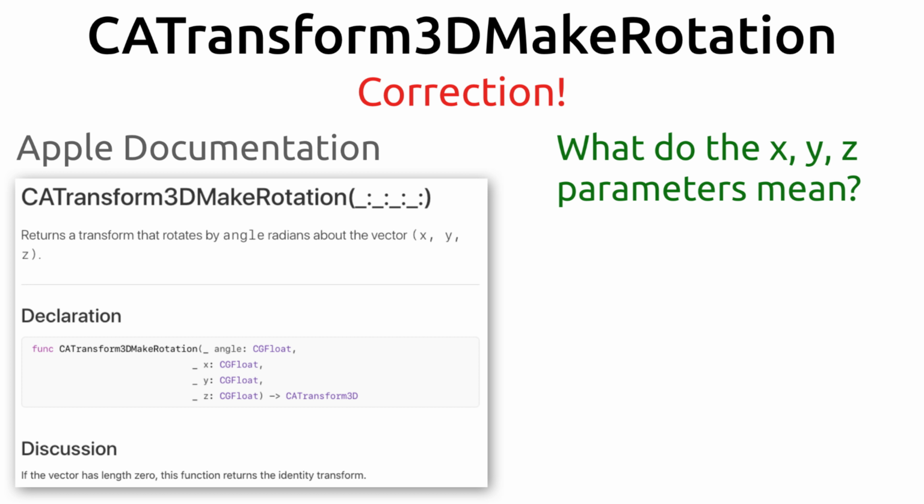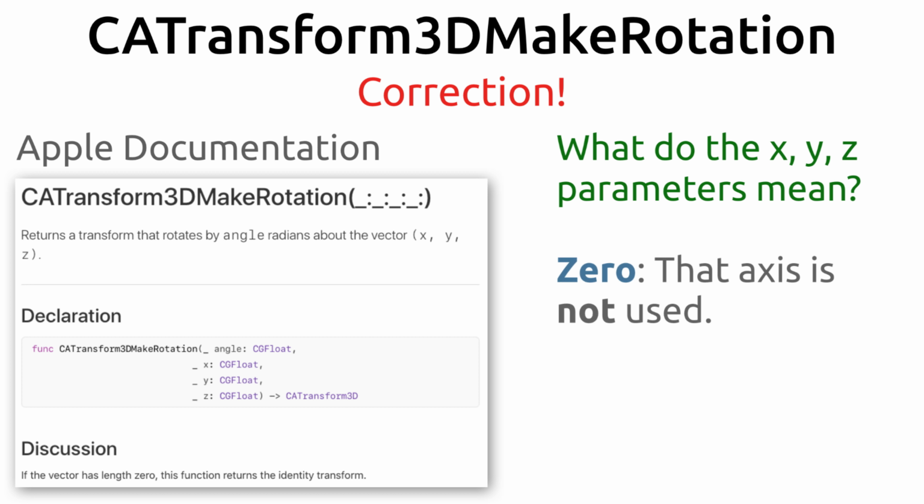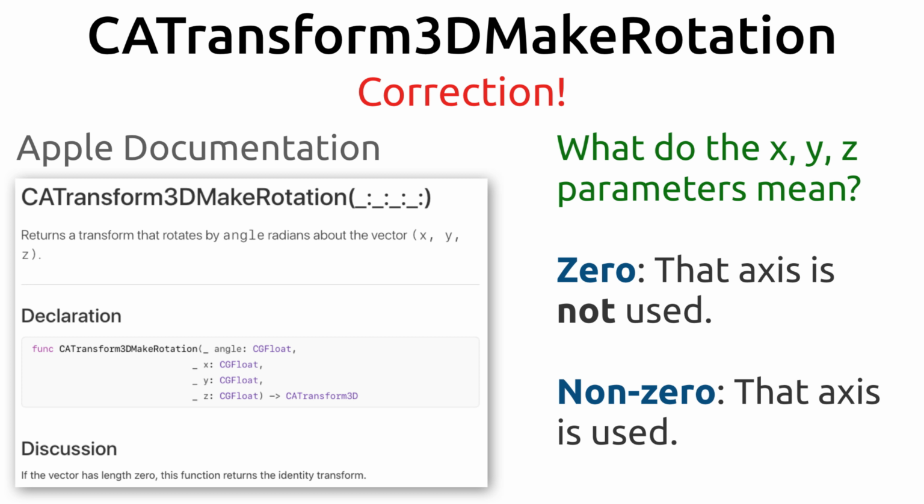Nobody had a definitive answer, but they did have some answers. And from that, and from additional testing, I was able to find out that the x, y, and z parameters are kind of like Booleans. So I found out that if you supply a 0 to x, y, or z, then that axis is not used in the rotation. And if you supply a non-zero number, then that axis is used. So you can supply a 0.01 and that axis will be used. And you can supply 1,000 or 2,000, some number that's just not zero, and that axis is used.